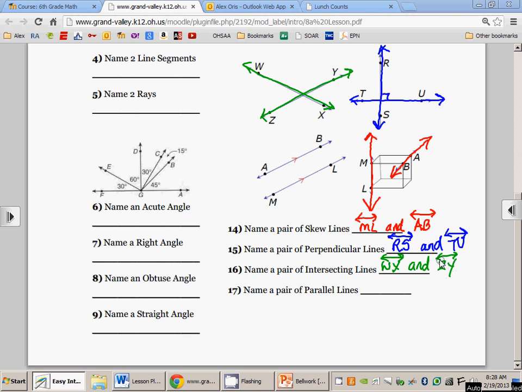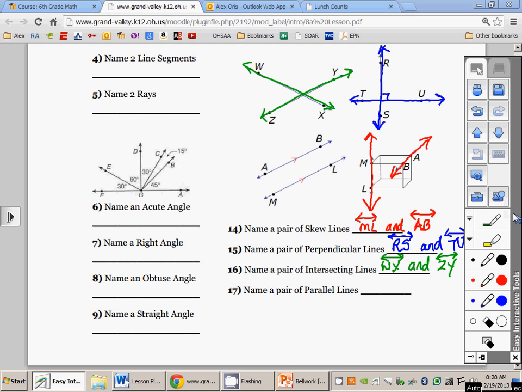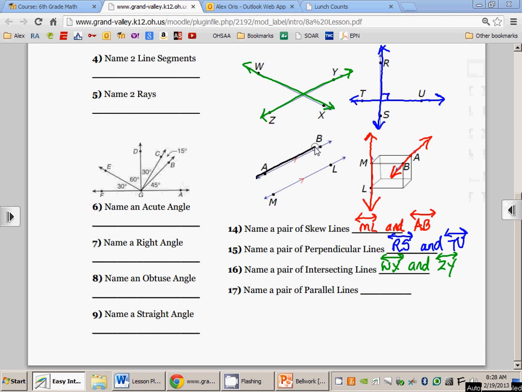Finally, parallel, just to name them. Alex? AB and ML are parallel. Parallel meaning they would never meet if they went on forever. Okay? Excellent. Well, let's stop here for just a moment.